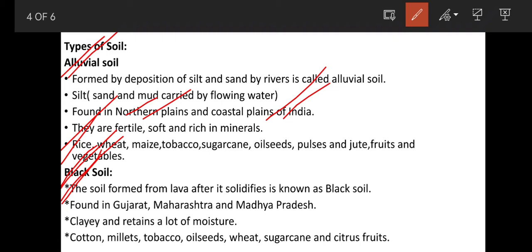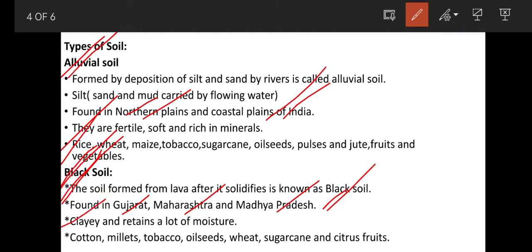And where are black soils found? In the states of Gujarat, Maharashtra, and Madhya Pradesh. Black soils are found in Gujarat, Maharashtra, and Madhya Pradesh, and these states are to the northwestern direction of the Deccan Plateau. These types of soils are clay and retain a lot of moisture.